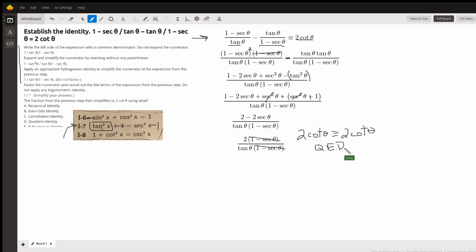Got to give some kind of indication that you're done. Some teachers let you just put a smiley face at the end of your proof. Okay, so to go from here to here, we use a reciprocal identity. Tangent of theta equals 1 over the cotangent.